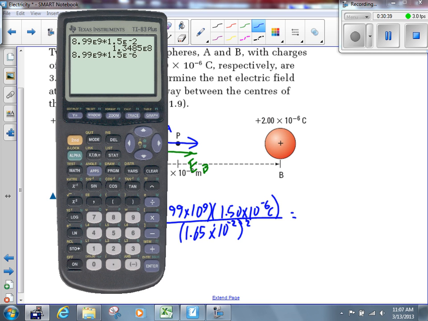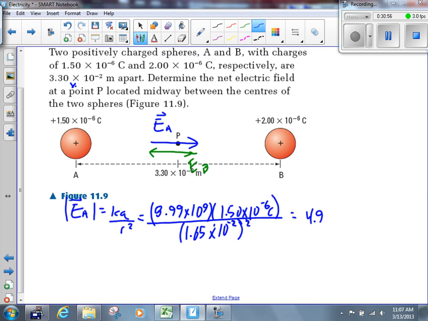So 8.99 times 10 to the 9 times 1.5 times 10 to the minus 6. Now let's divide that by 1.65 times 10 to the minus 2. And let's square that. We get 4.953 times 10 to the 7. And the units for that would be newtons per coulomb.